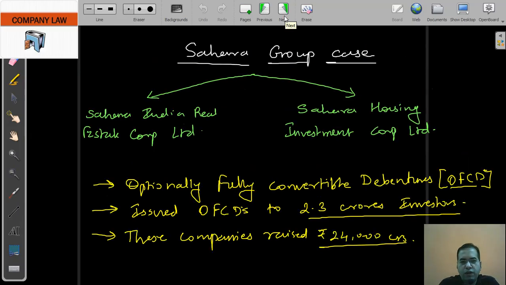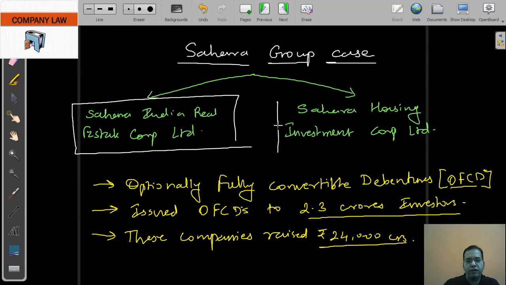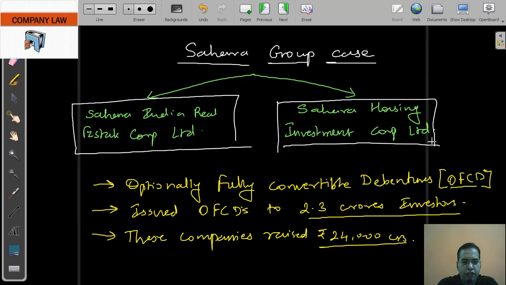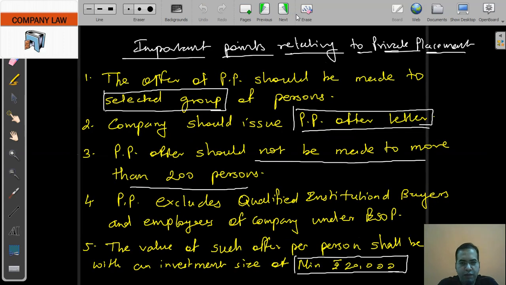Then we talked about one case law, that is the Sahara Group, which involved two companies. One was Sahara India Real Estate Corporation Limited, the second one was Sahara Housing Investment Corporation Limited. They issued optionally fully convertible debentures to 2.3 crore investors in India, which was a surprising fact. Those companies raised almost 24,000 crores of rupees, which even the Supreme Court asked Sahara Group to repay.